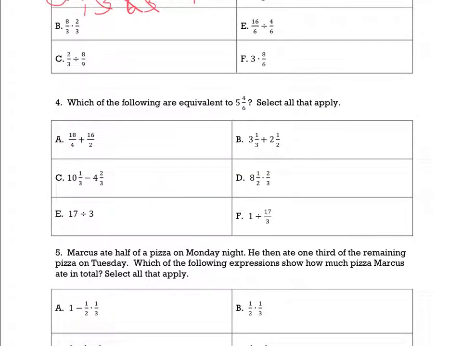Okay, number 4. Which of the following are equivalent to 5 and 4/6? Select all that apply. Same thing, and my hint to you here is besides simplifying the rest of these, you also want to simplify this and maybe change it to an improper fraction. That might be a little easier for you to compare. So 5 and 4/6, you can rewrite that as 5 and 2/3, which is the same as 17/3. Okay? So now you finish this up, simplify each of them, and then circle all your correct choices.